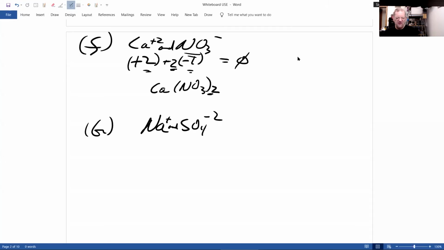What is the molecular formula of the molecule with sodium cations +1 and sulfate -2? Have fun. I'm going to let you try this one, see if you can figure out how to do it. Then I'll show you.